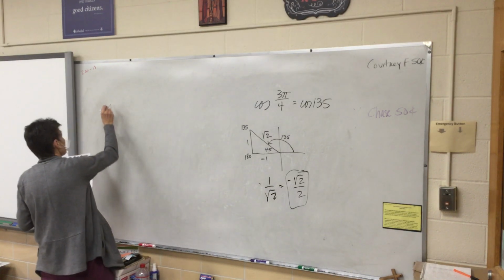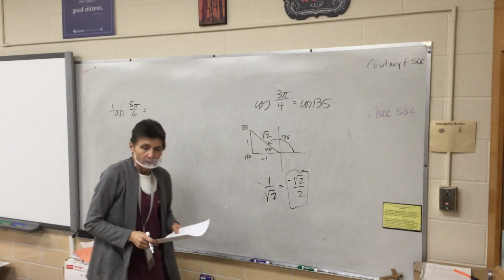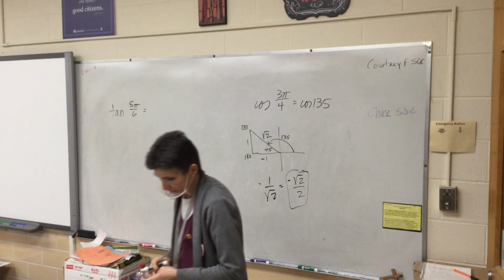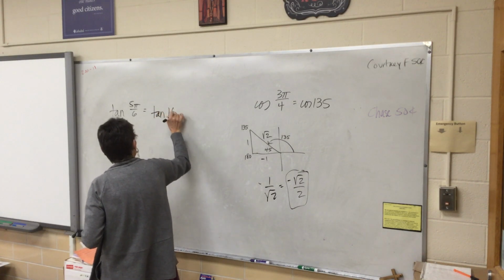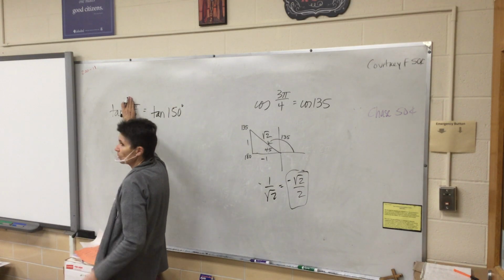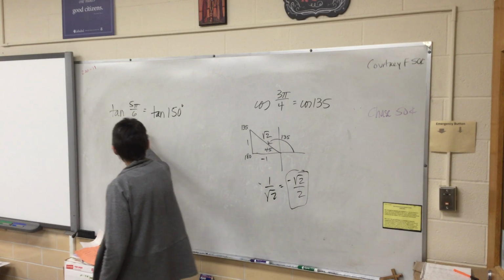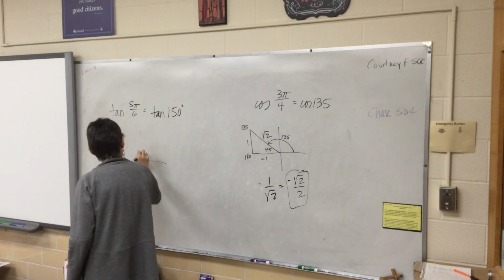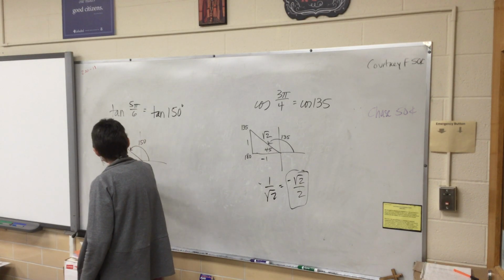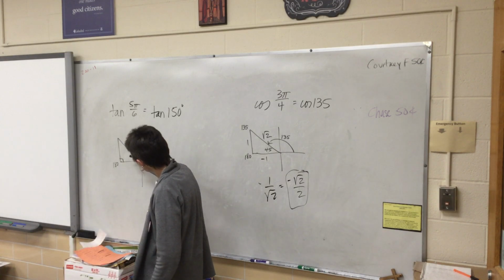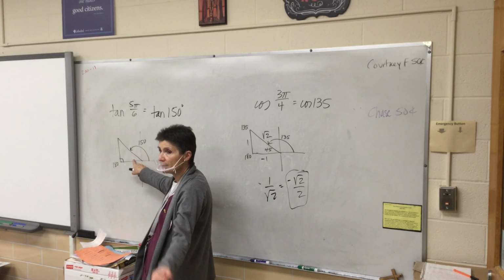All right, tangent 5 pi over 6. How many degrees is 5 pi over 6? 150. So this is the tangent of 150, and she got that. Pi is 180, divided by 6 is 30, times 5. So isn't 150 pretty much the same picture, sort of? Yeah. But the angle's not 45 this time. Since that's 150, and that's 180, this angle will be 30.